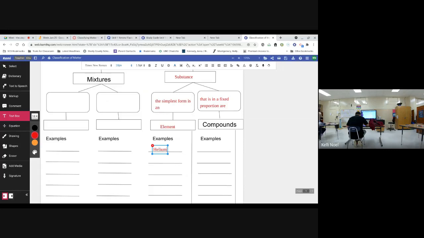helium, argon, neon. Then we have oxygen and nitrogen.